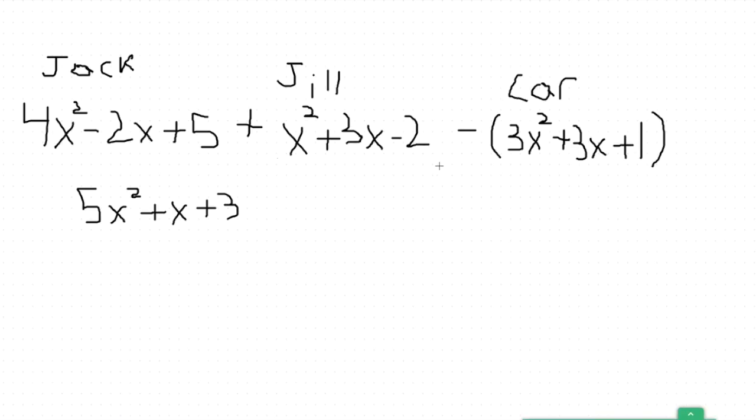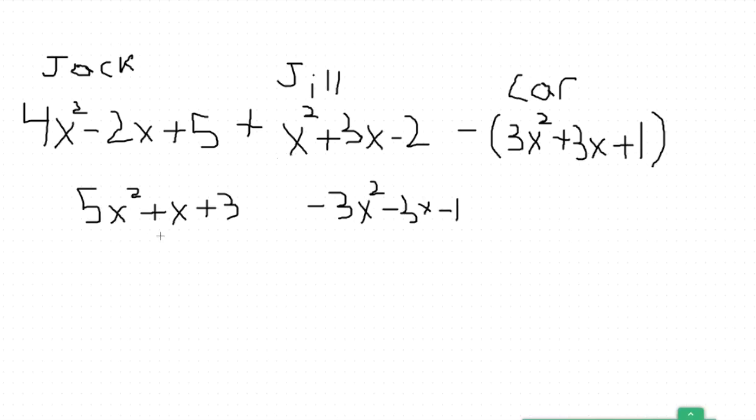So start by 3x squared times, and we do everything in the parentheses times negative 1. So we'll have minus 3x squared minus 3x minus 1.